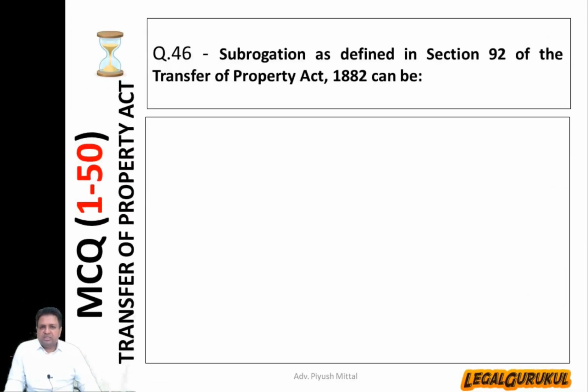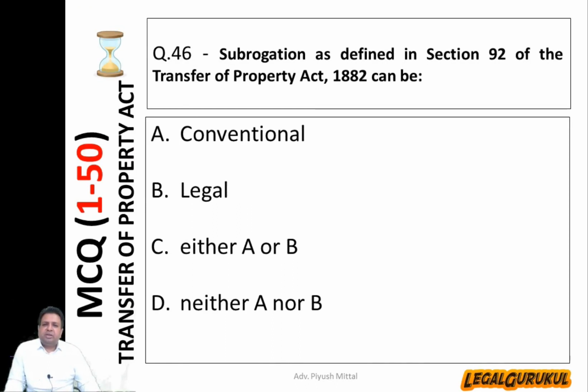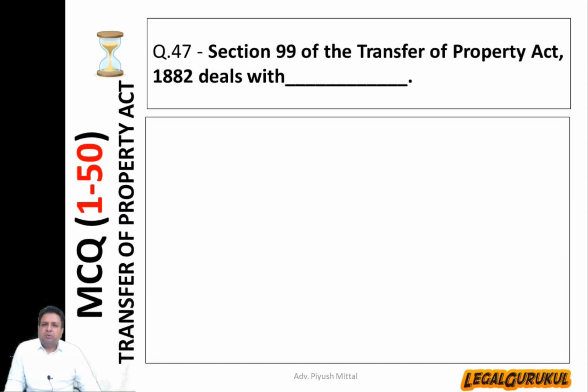Question number 46. Subrogation as defined in section 92 of the Transfer of Property Act 1882 can be A. Conventional, B. Legal, C. Either A or B, D. Neither A nor B. And the correct answer is C. Either A or B.